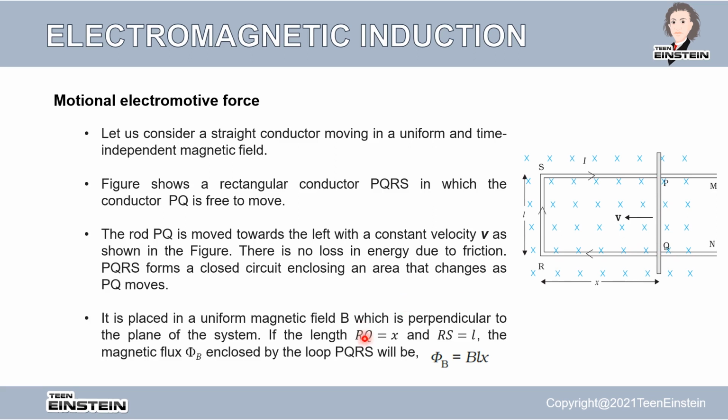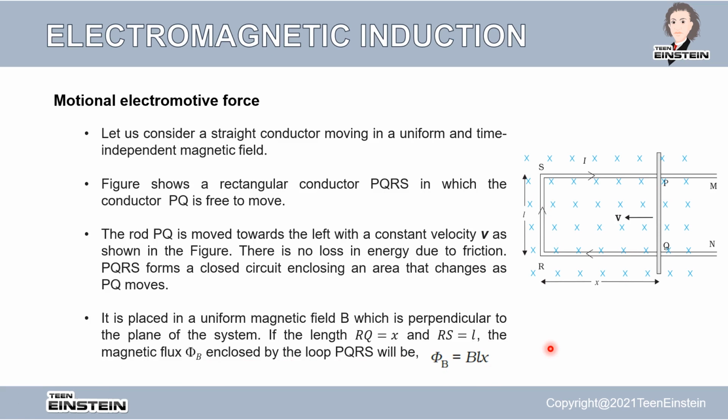Sorry, RQ equal to X. So this RQ is X, and PQ or SR is equal to L. The magnetic flux phi B enclosed by the loop is given by BLX.